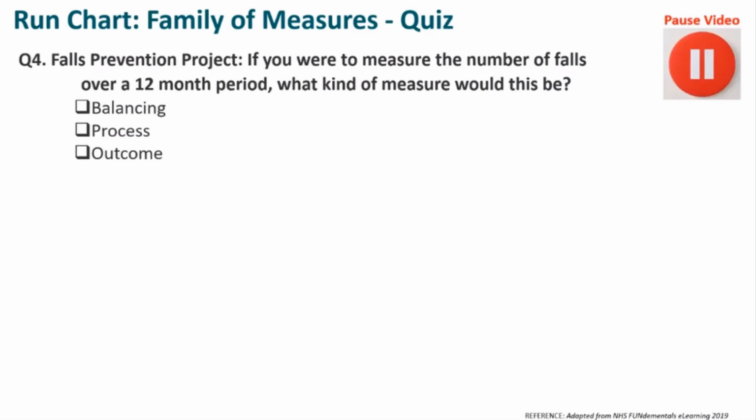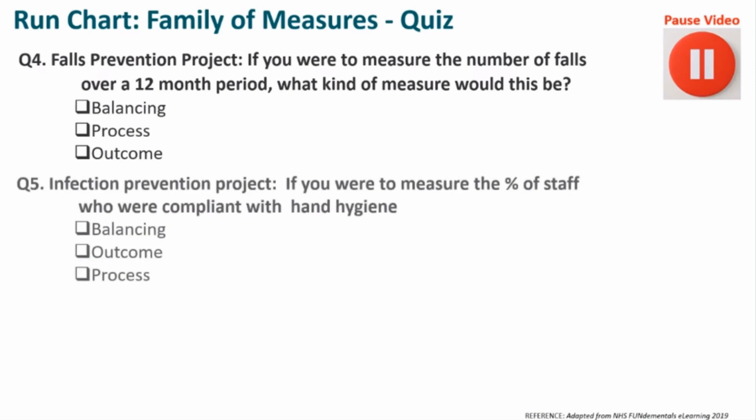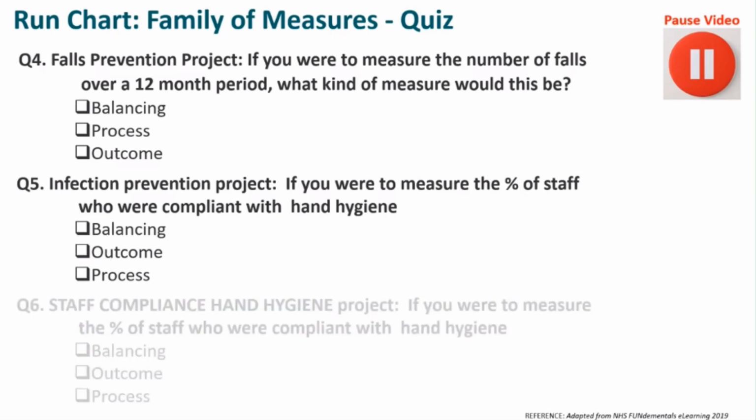Question number 4, if you were to measure the number of falls over a 12-month period, what kind of measure would this be? The options are a balancing measure, a process measure, or an outcome measure. Question number 5, which is from an infection prevention project. If you were to measure the percentage of staff who are compliant with hand hygiene, is this a balancing measure, an outcome measure, or a process measure?